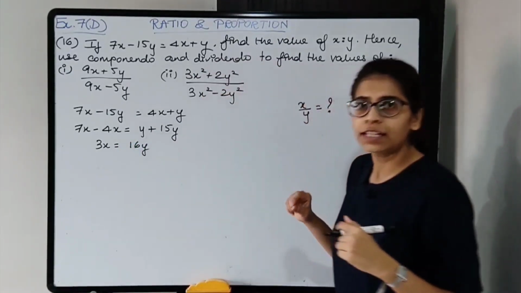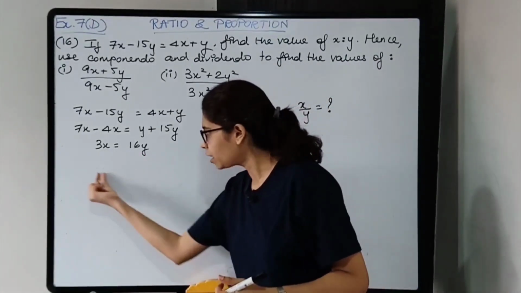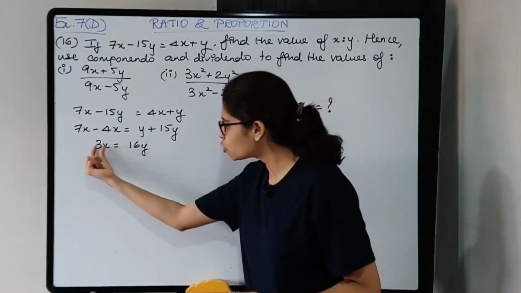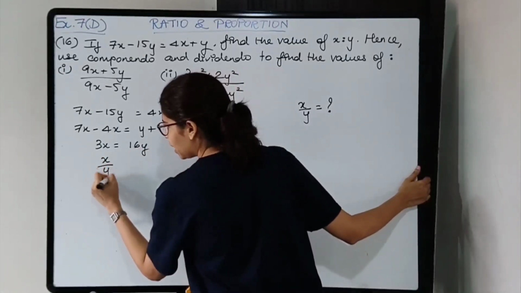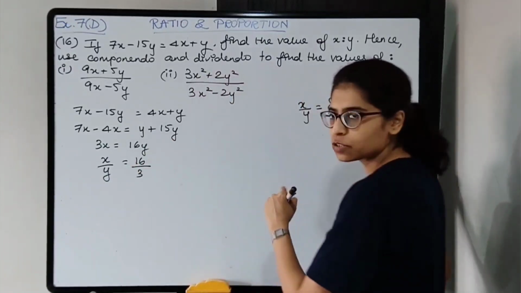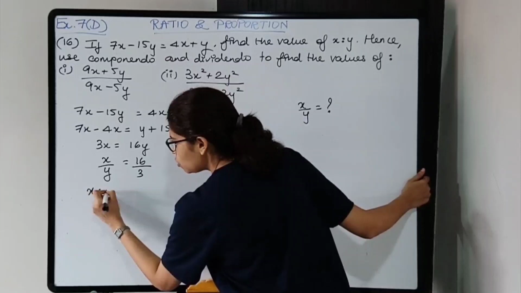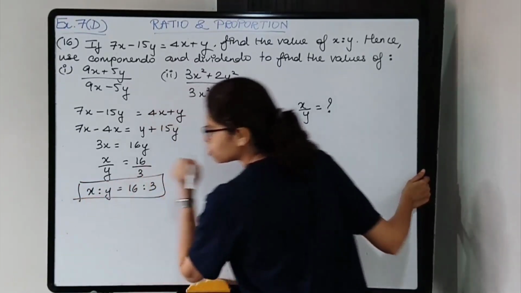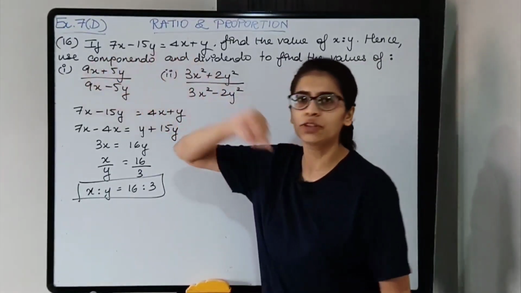Now I need to find x upon y. So x I'll keep as it is. I'll shift y over here and numbers on the other side. 16 as it is and shifting 3 over here, it will go in the denominator. So x upon y is equal to 16 upon 3. So that is x is to y is equal to 16 is to 3. Box this. Okay. Now we'll come to the first part of the question.